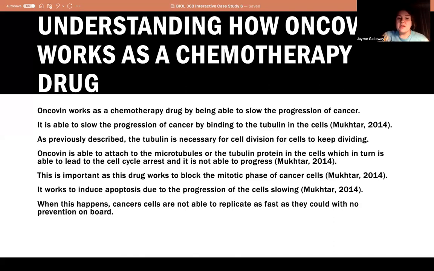When this happens, cancer cells are not able to replicate nearly as fast as they could with no prevention on board, due to the cell replication being inhibited because oncovin is binding to the tubulin protein, and so it's not able to divide and keep making more cells and keep the tumors growing. So oncovin binds to tubulin to be able to inhibit the cell division.